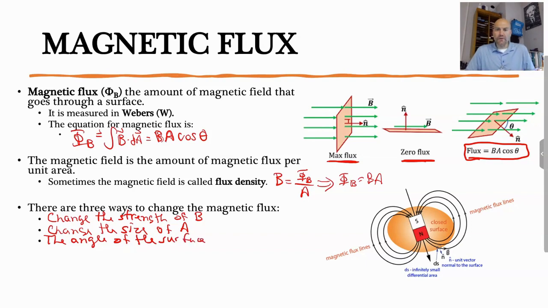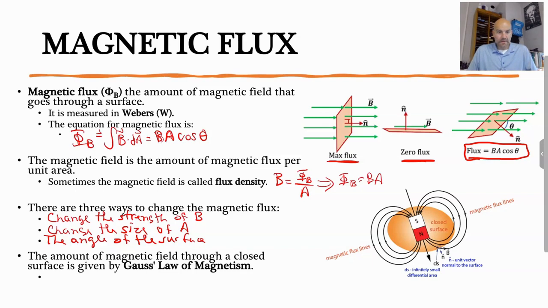The closer I am to 90, the greater the flux. The closer I am to 0, which means it's, excuse me, perpendicular. So the closer to 0 degrees between the surface and the magnetic field, that's what we want. We want 90 or 0 degrees. And then when we're perpendicular, we have 0 flux.